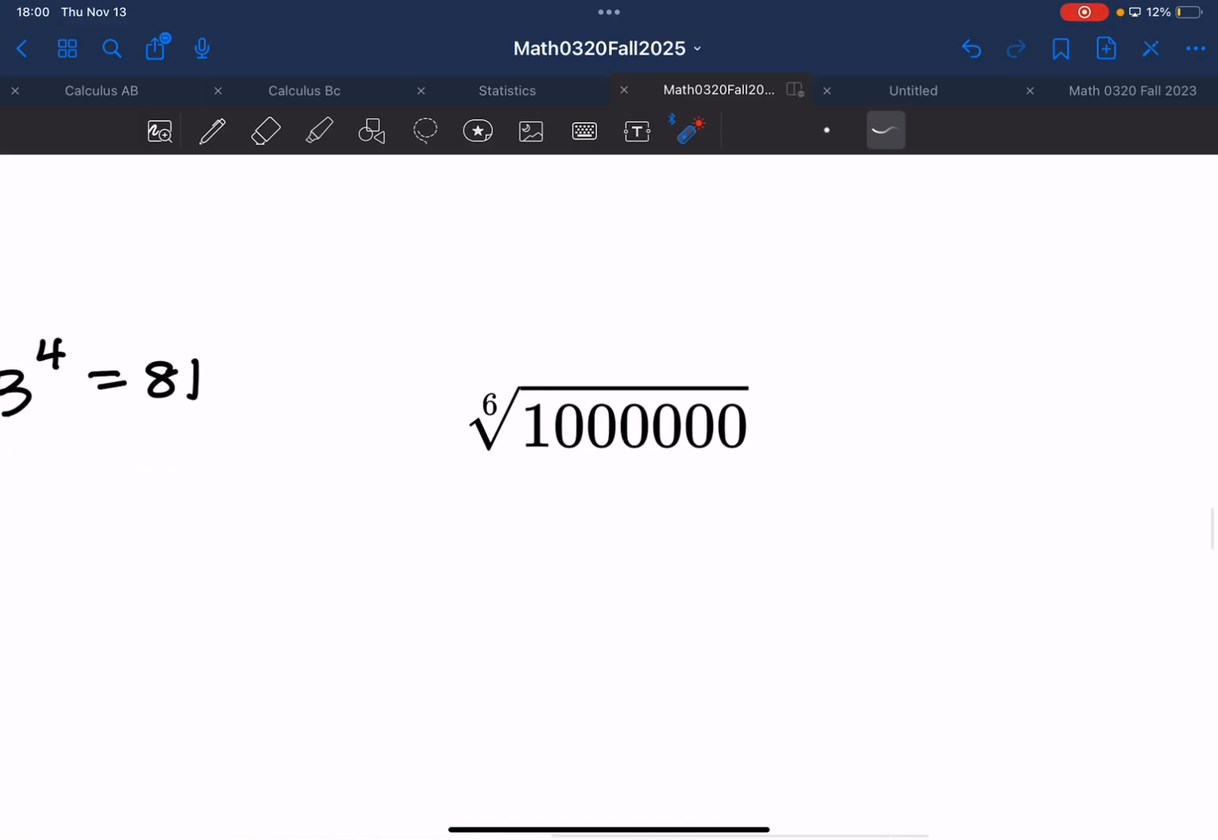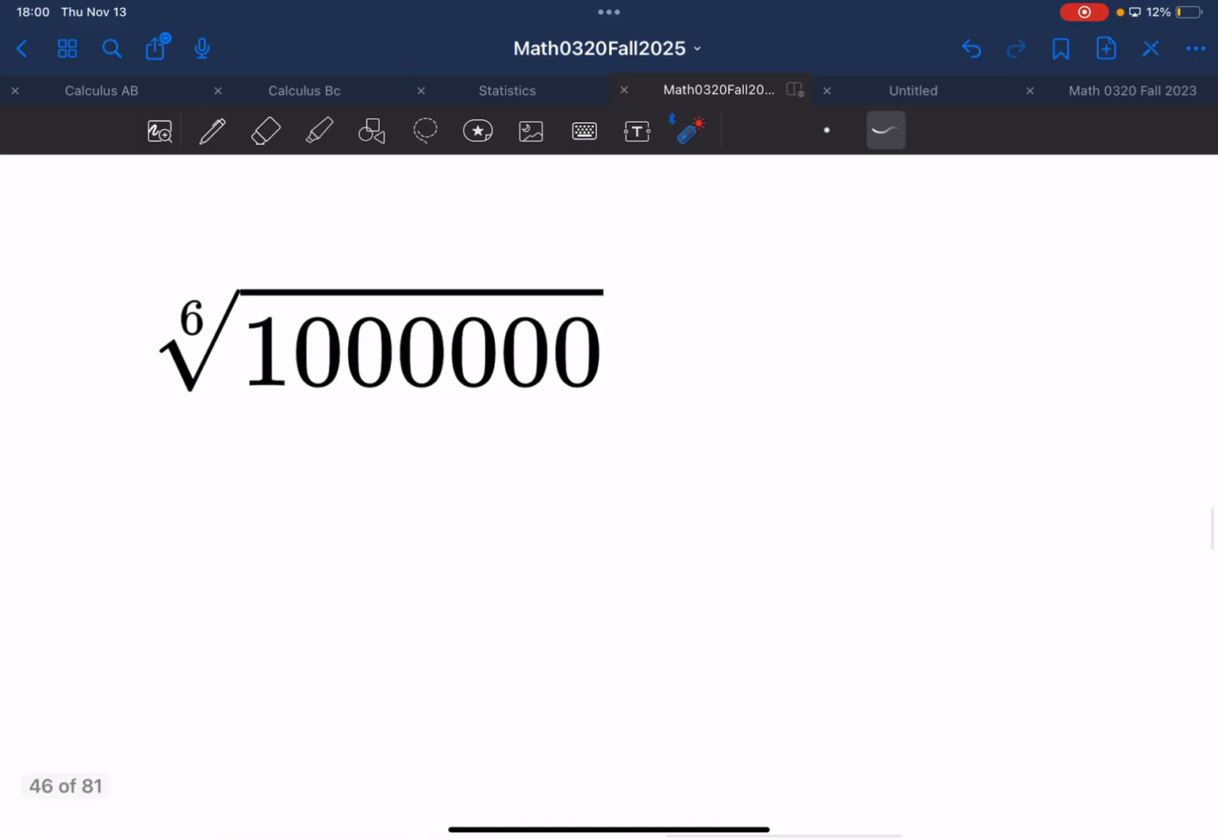What about this one? 10. And how'd you get 10? 10 times 10 times 10 times 10 times 10. Perfect. 6 times, right? Yeah. Okay, so for this one, this would be not impossible to do the prime factor tree, but it would take a very long time if we started with 2 and then kept going until we ended.